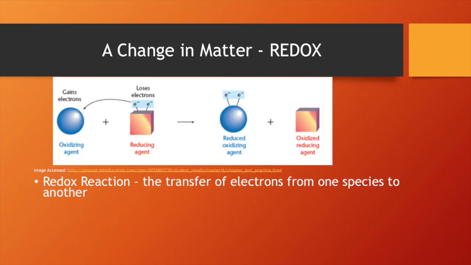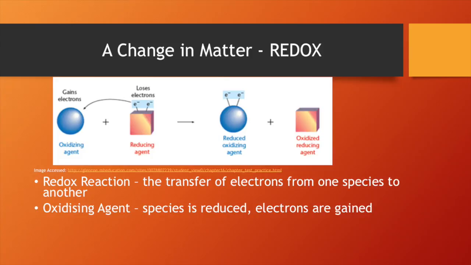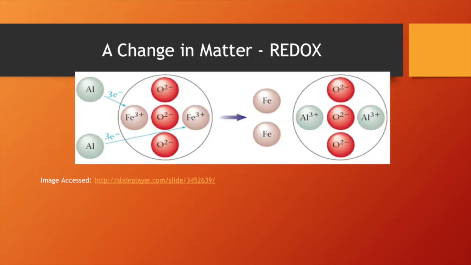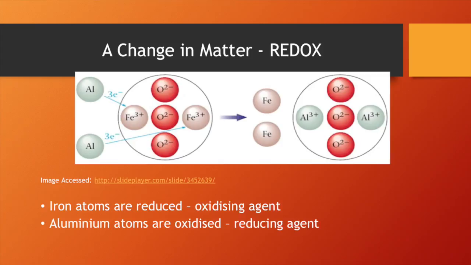The species being reduced gains electrons and is called the oxidizing agent. The species being oxidized loses electrons and is called the reducing agent. In the case of the thermite reaction, the iron atoms are being reduced as they are gaining electrons. So the iron atoms are the oxidizing agent. The aluminium atoms are being oxidized as they are losing electrons, so the aluminium atoms are the reducing agent.